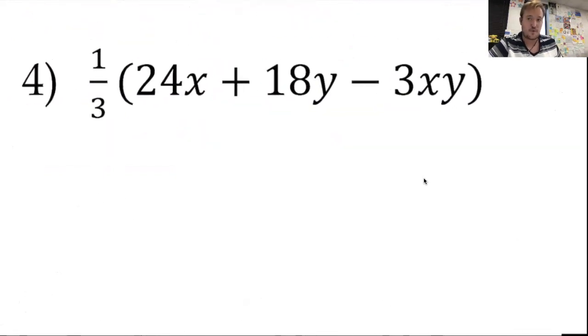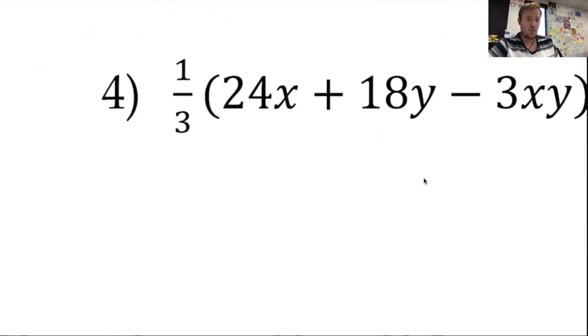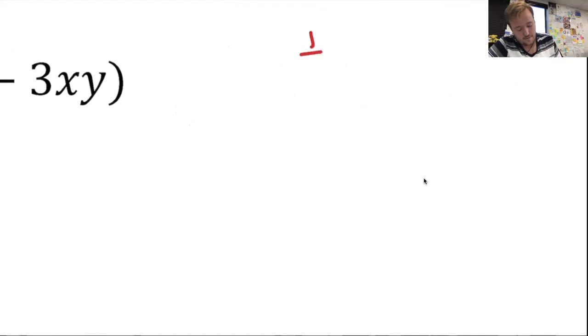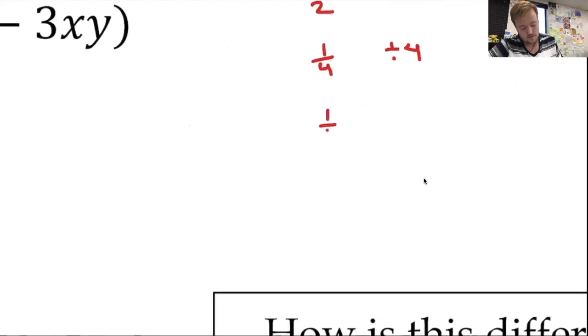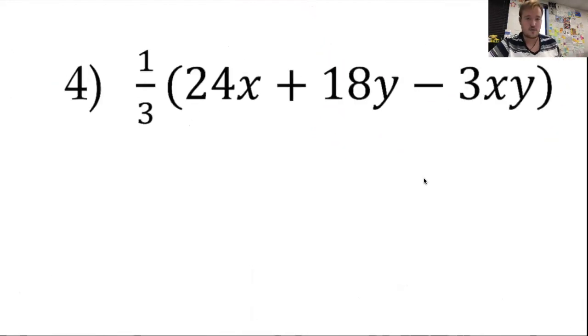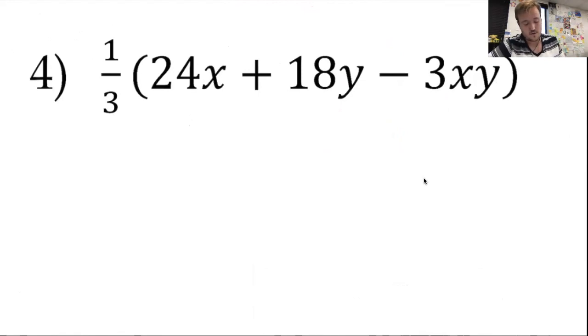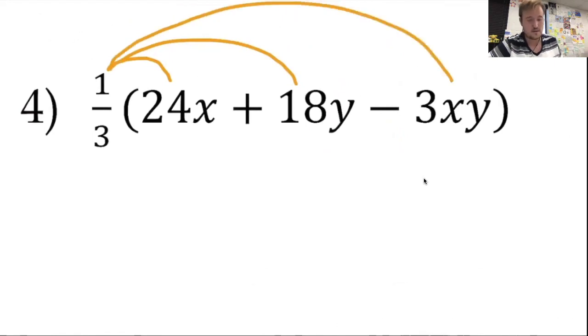All right, so now in this case, we're distributing a fraction. So since we're distributing 1/3, this is the exact same as dividing by 3. So if I was doing 1/2, then I would divide by 2. If I was distributing, say, 1/4, divide by 4. If I was distributing 1/6, divide by 6, so on and so on. So in this case, I'm going to distribute that 1/3, which means divide by 3, to everything inside the parentheses. So in this case, we have 3 different terms that we have to distribute it to.